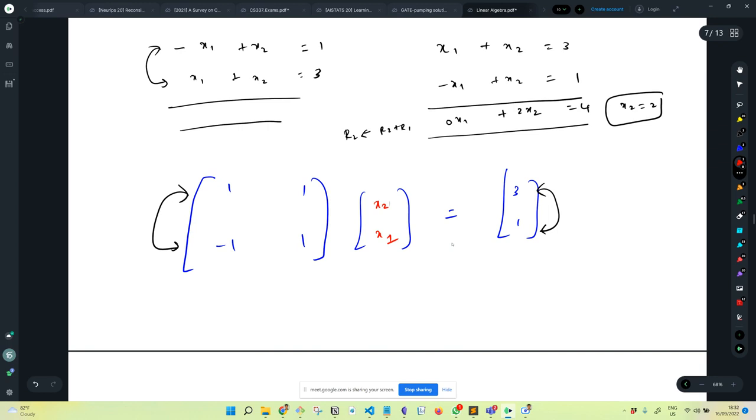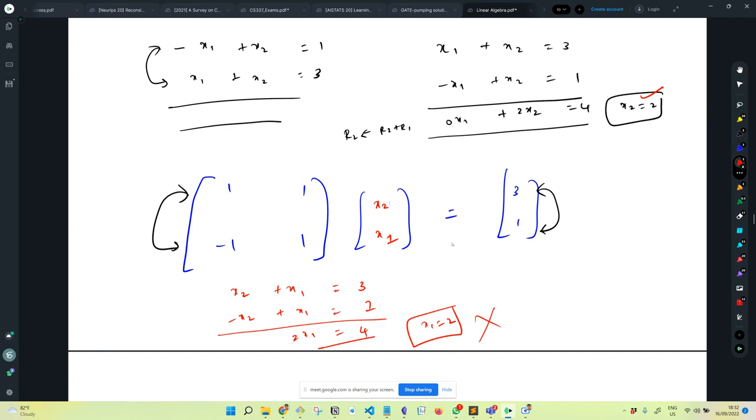Exactly. So how is the equation changed? If I multiply A into X, I'll get x2 plus x1 equals 3, minus x2 plus x1 equals 1. Now, if you solve the system where you have swapped the rows of x also, you will get 2x1 equals 4, so x1 equals 2. But in the original system, x2 equals 2, not x1 equals 2. Do you see the mistake? So you should not swap the rows of x.